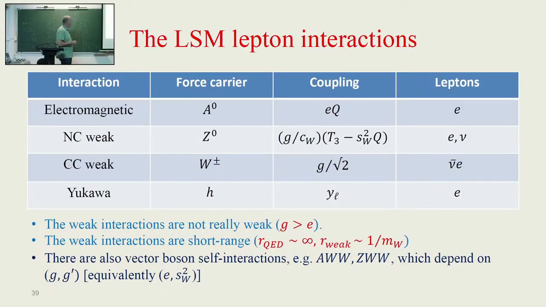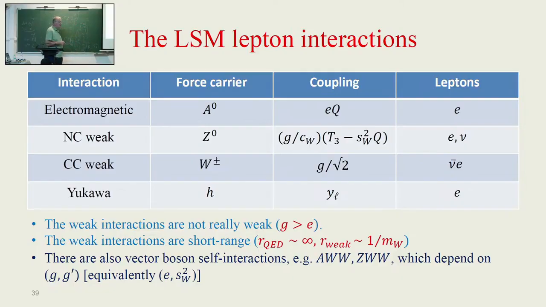The charged current weak interactions are those carried by the W plus and W minus vector bosons. The coupling is g over square root of 2, and it couples to a pair of antineutrino and charged lepton, or neutrino and positively charged lepton. Again, it couples only to left-handed fields, so it's parity and charge conjugation violating, but CP, their product, conserving, and it's diagonal and universal.